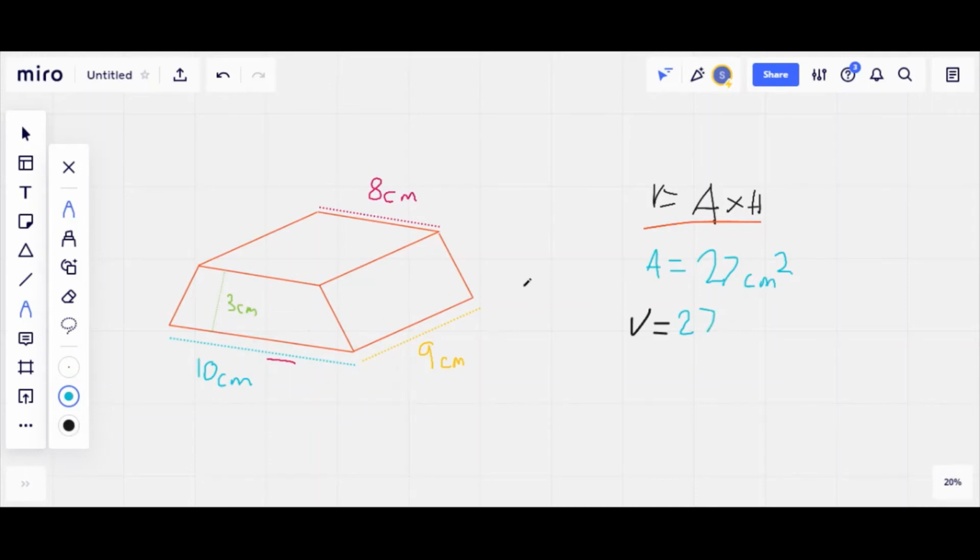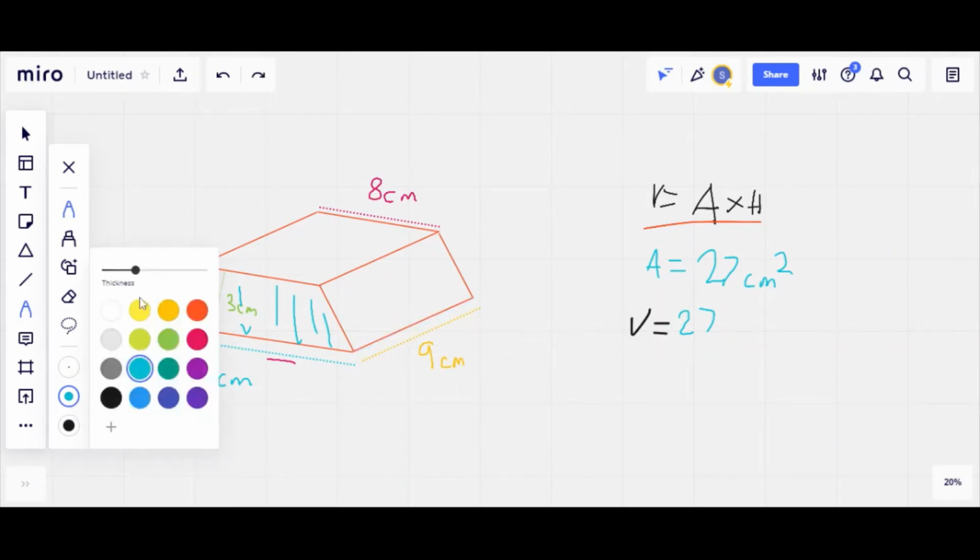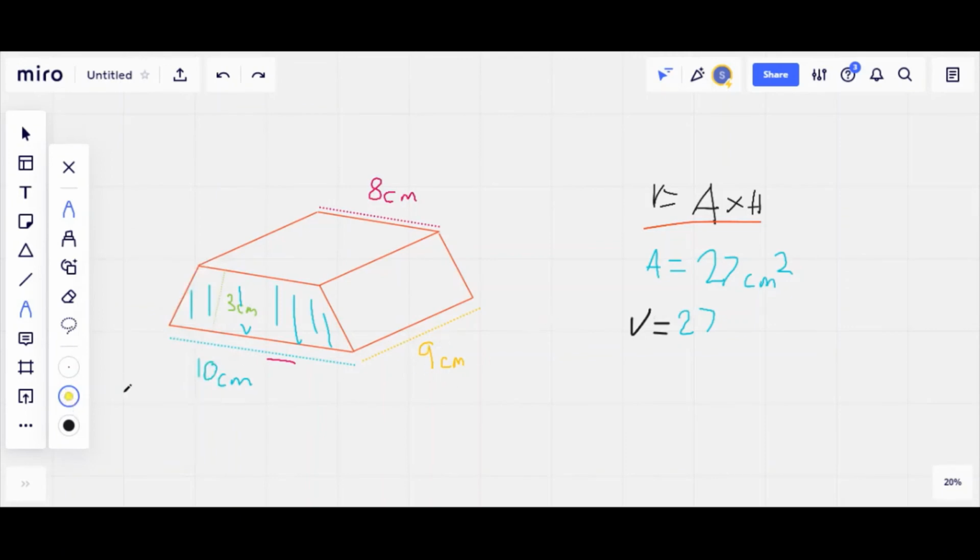multiplied by height. We've already used height for the area, but we're not using the same height here. In our volume formula, it is the perpendicular height, the length that runs perpendicular from the cross-sectional area we have already found. The line that runs at a right angle to it will be this line here. That'll be our 9 centimeters, our perpendicular height.